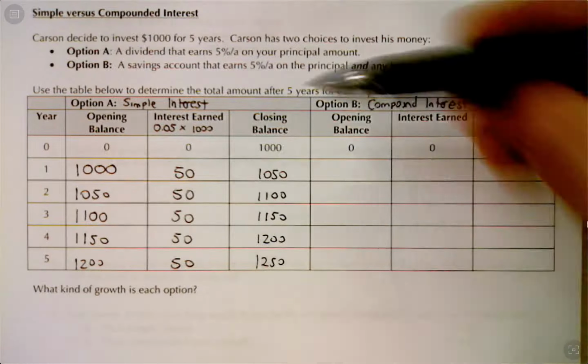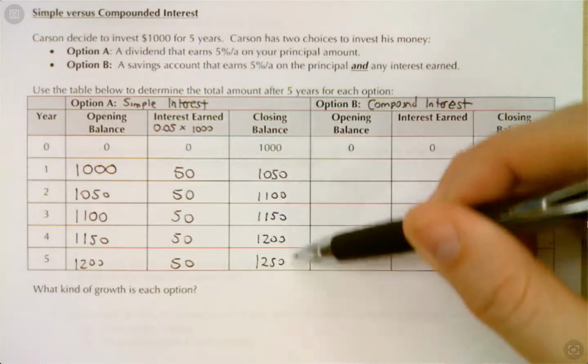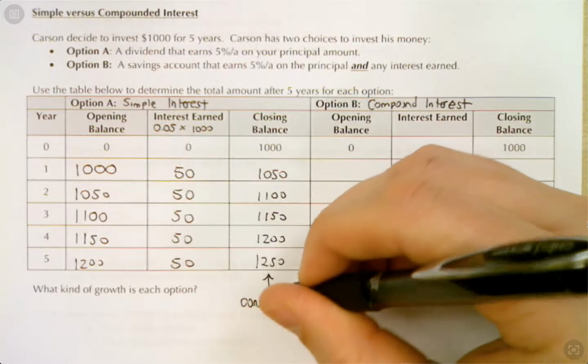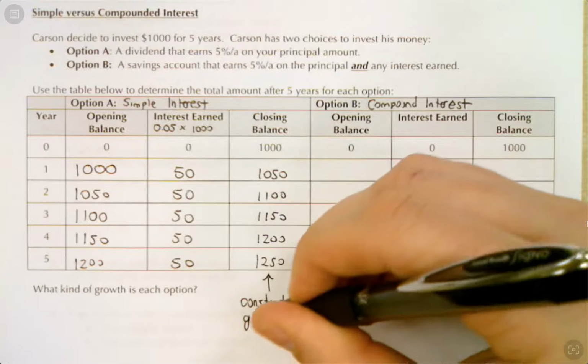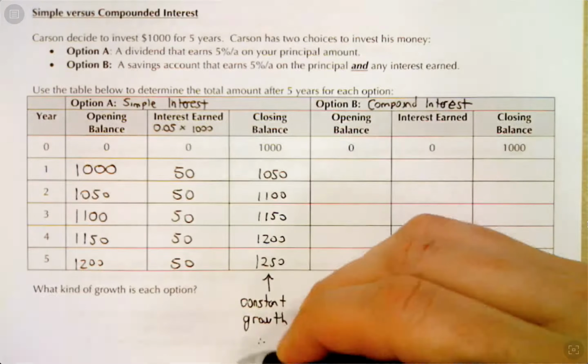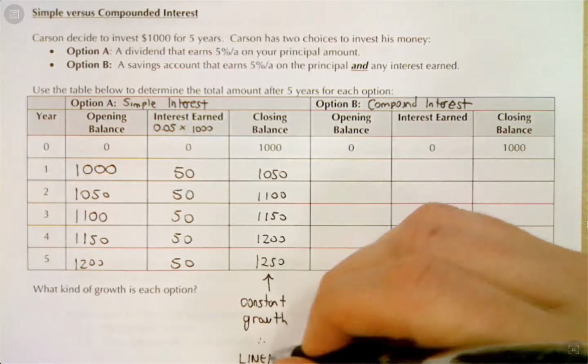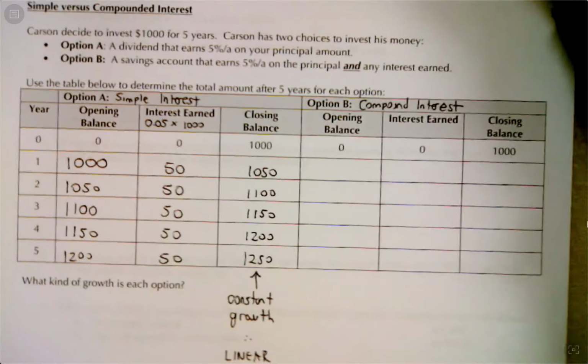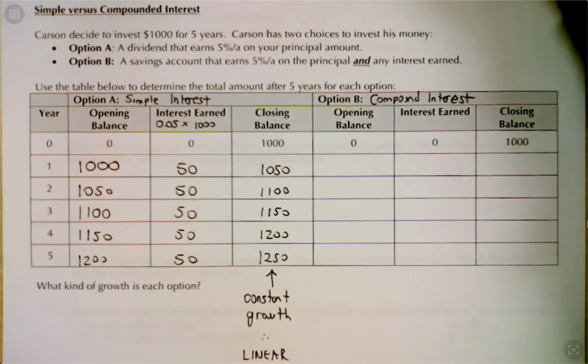So what's happening here? Well, we're growing by $50. That's a constant growth. And constant growth just means it's linear. If we were to graph this, his money is going up linearly. So it's a controlled growth.